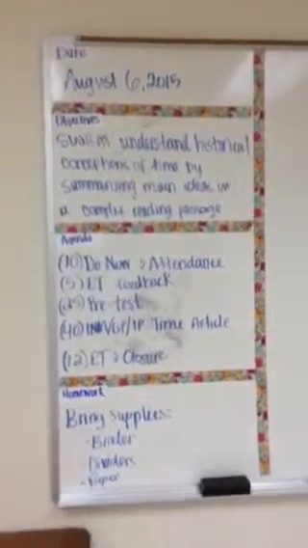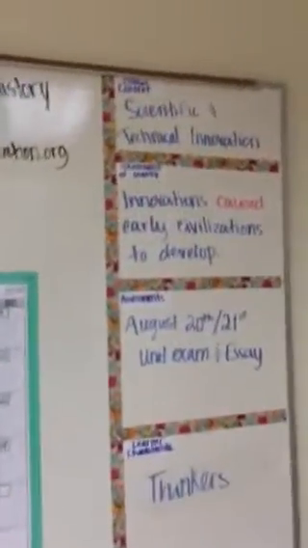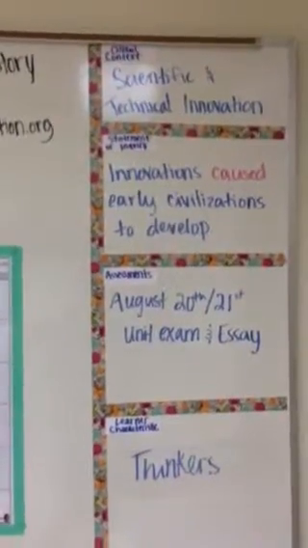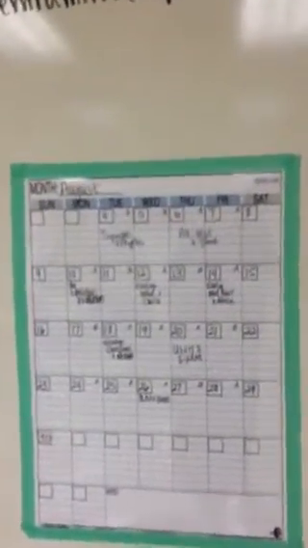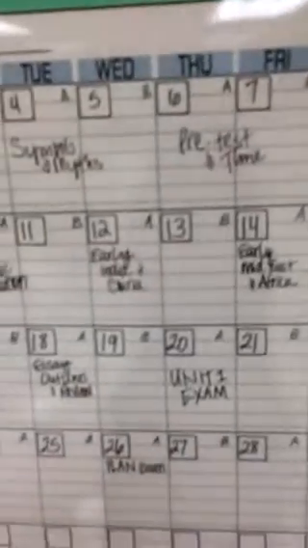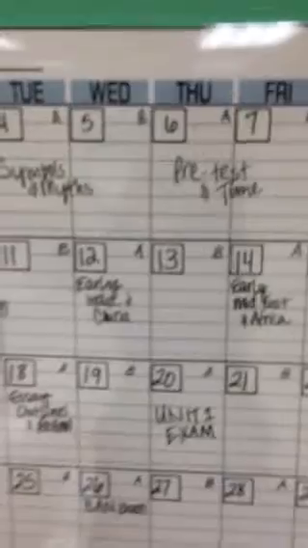This is the board where I put all my daily information. So objective, agenda, homework, and then over here is the global context, statement of inquiry, assessments, and the IB learner characteristic. And then I'm also starting to keep a calendar that shows all the upcoming dates so that they can just see generally what's the topic of each day and when are the tests and all of that.